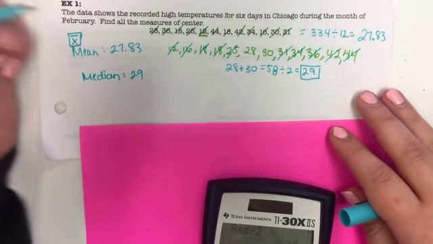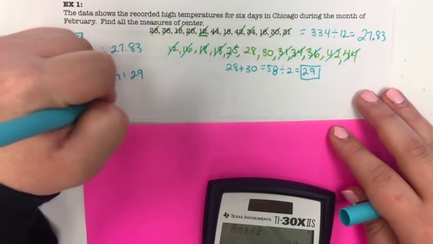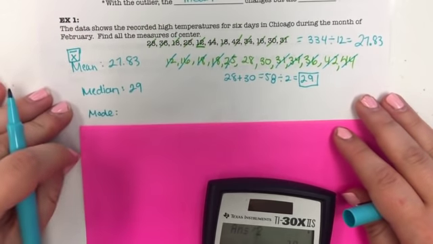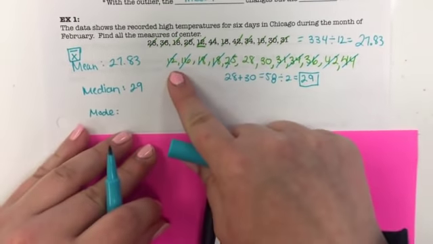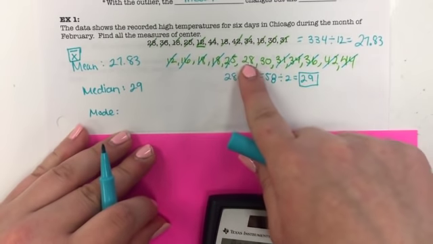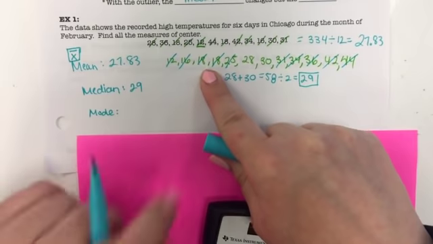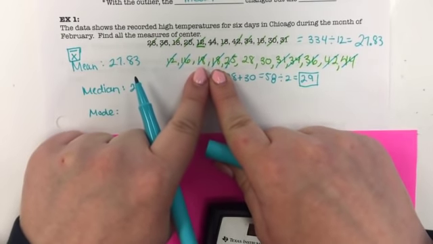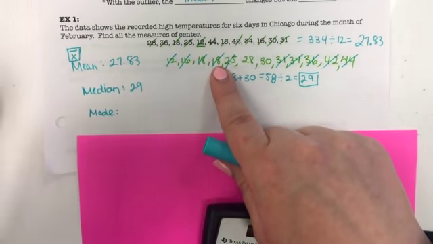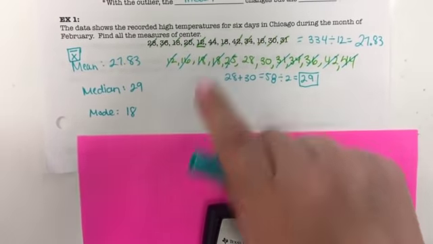And then the last thing we're going to do is find the mode. Now the mode is the number that happens most often in the set of data. So once you put the numbers in order, it's pretty easy to see which one happens multiple times. And we can see that 18 is the only one that happens multiple times, and it happens twice. So then 18 would be our mode.